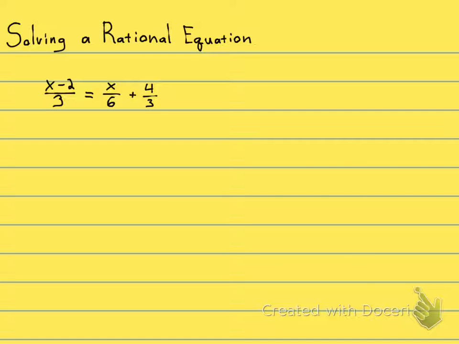Let's solve a rational equation. It's an equation that has an equal sign. Because it has an equation, I can multiply the left side and the right side. And what I'm going to do is multiply by the LCD, and I'm going to watch my fractions disappear.